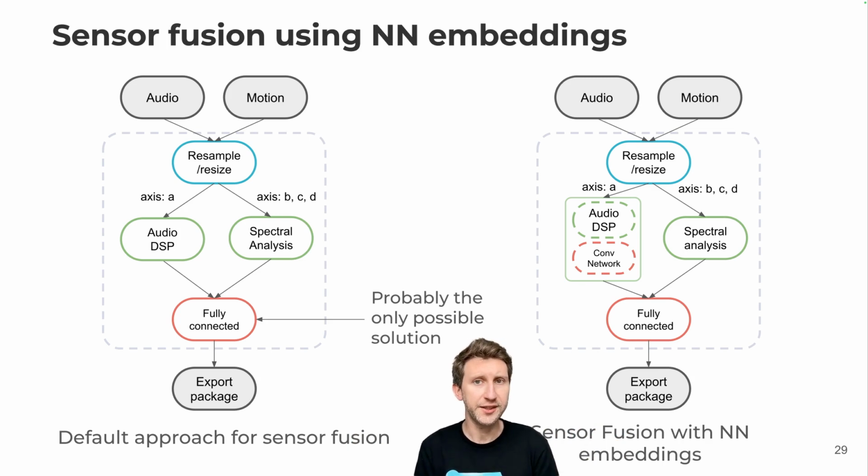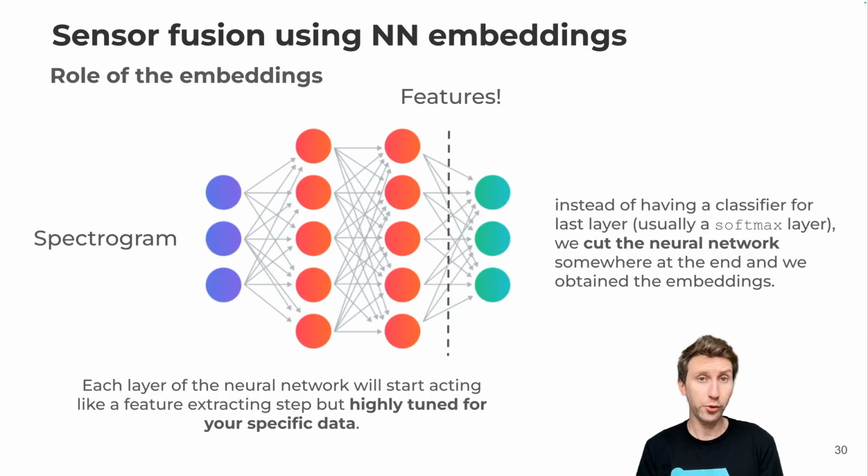This process is not ideal, so that's why we came up with an approach using neural network embeddings. We use neural network embeddings in different places of the studio, in the Data Explorer, for example, and in the auto labeling tool. Basically, how this works, I'm going to take the example of a spectrogram. You have the spectrogram as input, then a couple of layers that can be convolutional. And then, instead of having a classifier, usually using a softmax layer, we cut the neural network somewhere near the end and you obtain embeddings.